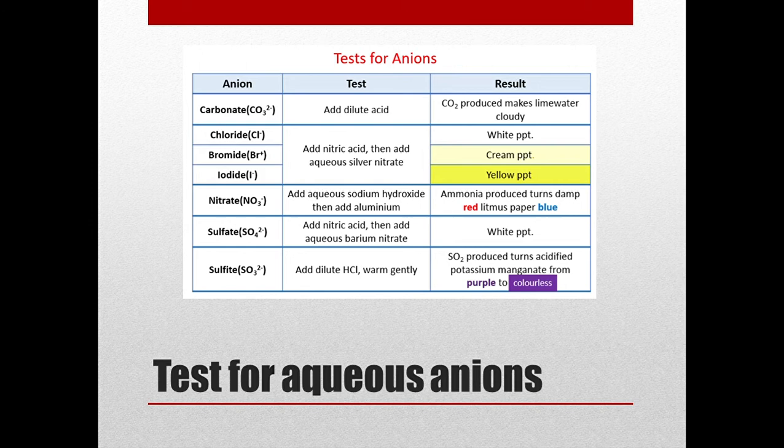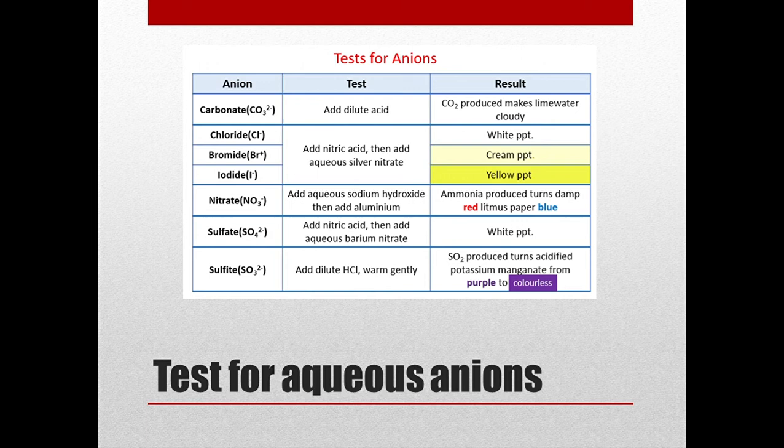And there are 3 anions which have the same test and different results, but are similar. The test is to add nitric acid, or acidify with dilute nitric acid, then add aqueous silver nitrate. The result for chloride would be a white precipitate, for bromide a cream precipitate, and for iodide a yellow precipitate. The nitrate test is to add aqueous sodium hydroxide, then add aluminium and warm carefully.